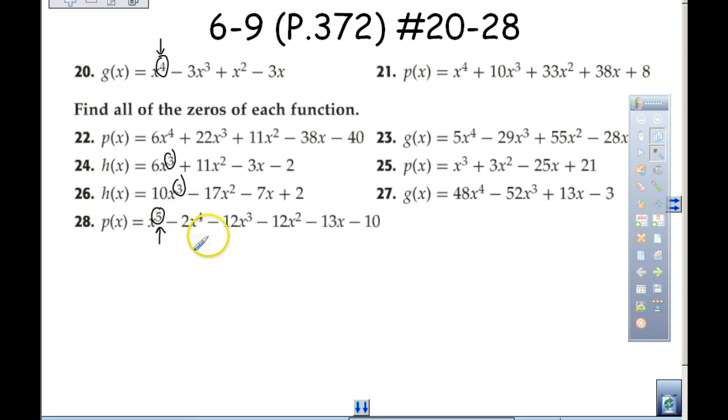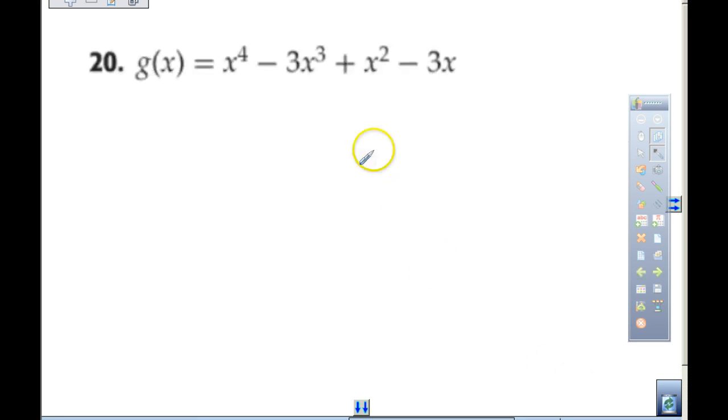Yesterday we only had to do it one time, and then we had a quadratic to solve, and we could complete the square or factor. So now we might have to do synthetic division twice to get a quadratic. So more or less the same with a few differences. So let's look at number 20.